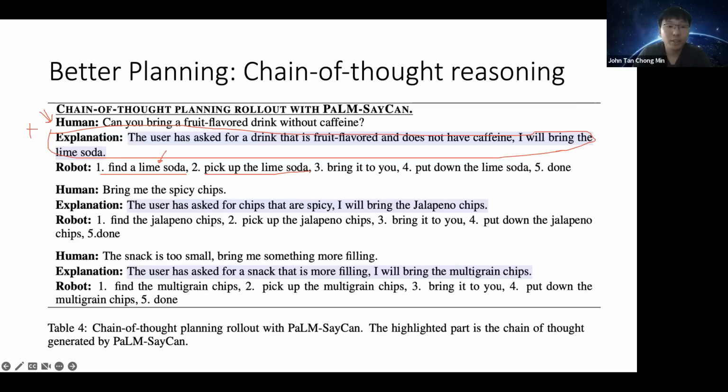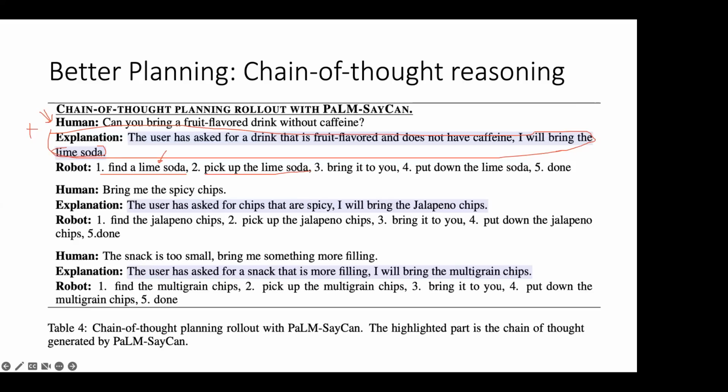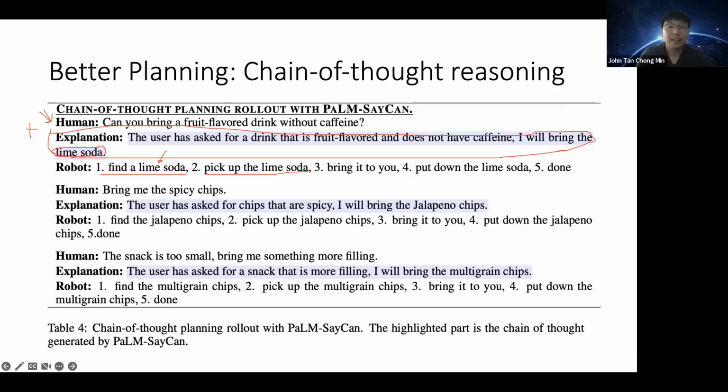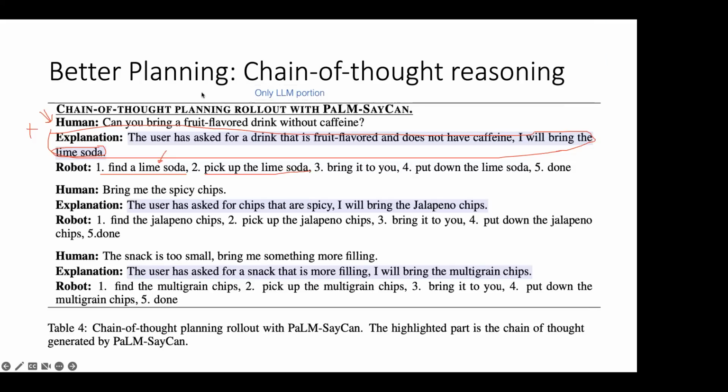Because over here, they already say I'll bring the lime soda. But this is not an intervention from the external environment, right? It's just its own explanation. How do you bias it? Yeah, this is only the LM portion. My question is, you are using some explanation given by the LLM to bias its own action selection. It doesn't really make sense to me.